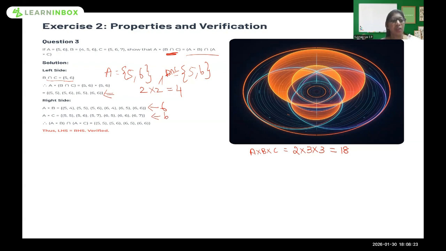So for the intersection, you need to know all the elements which are similar. See, (5,5), (5,6), (6,6) is over here. (6,5) is also there. I think that's it. So only 4 elements are repeating. Those are the intersection. So over here, we have written the intersection. You can see our RHS and our LHS are equal. Thus, the property is verified.